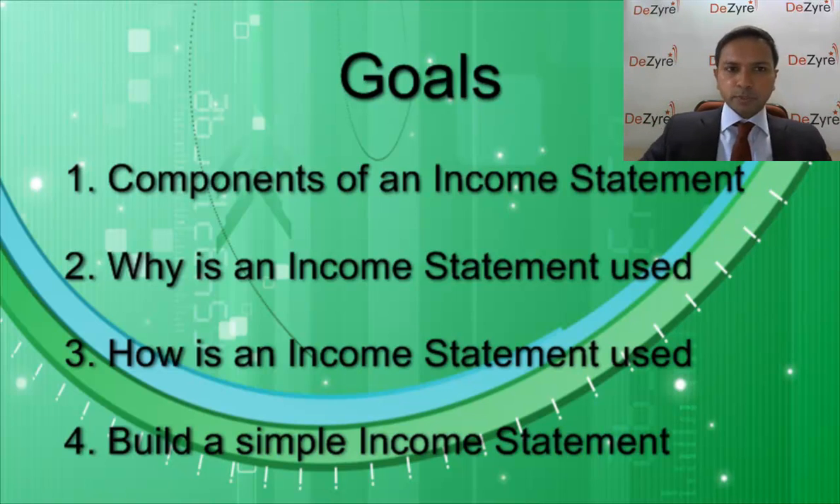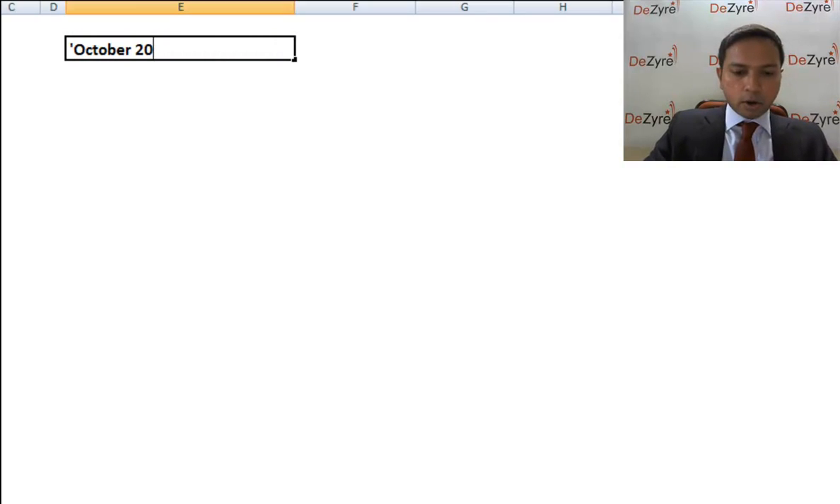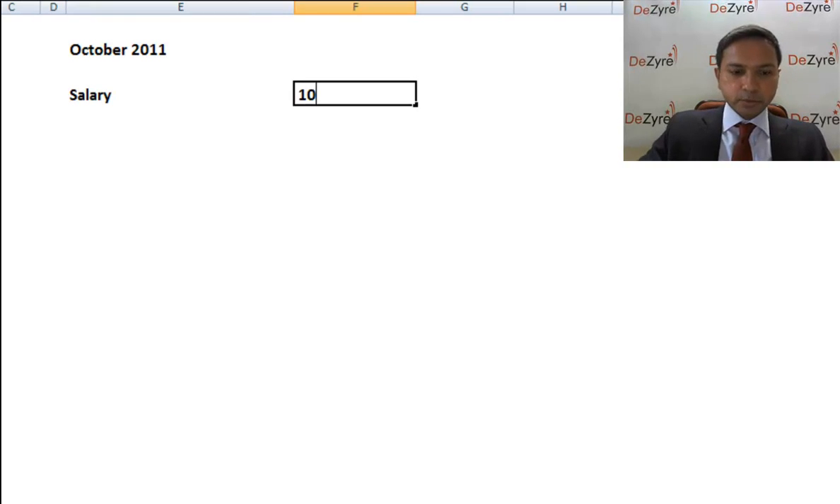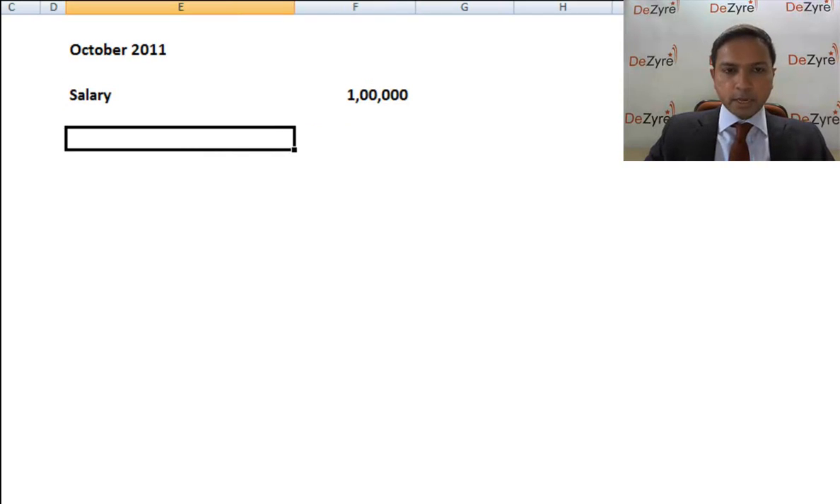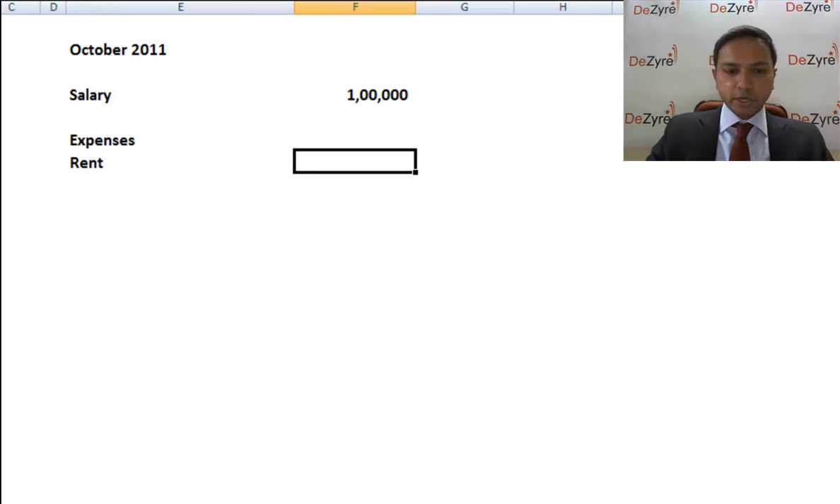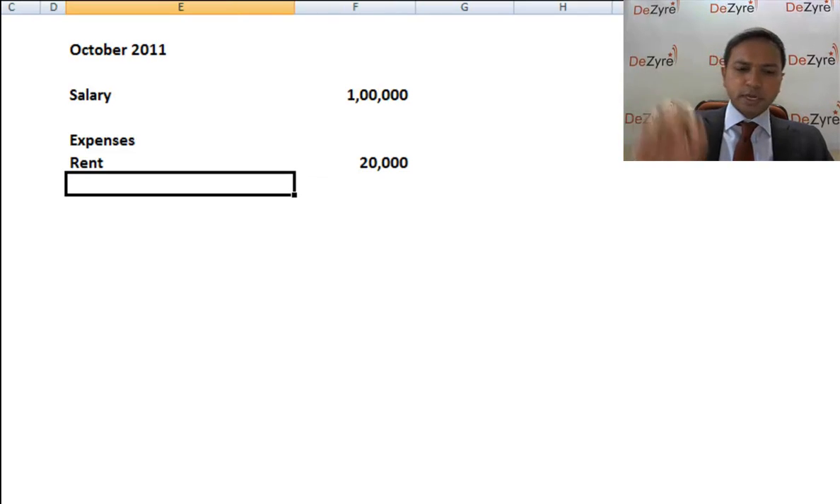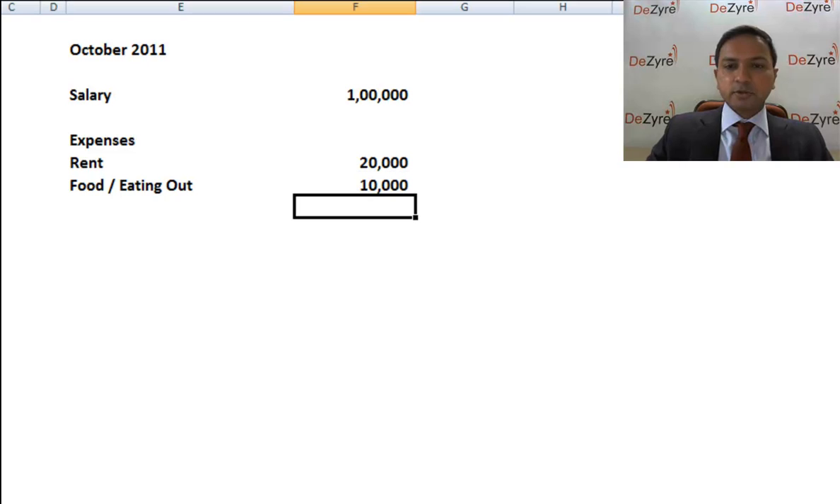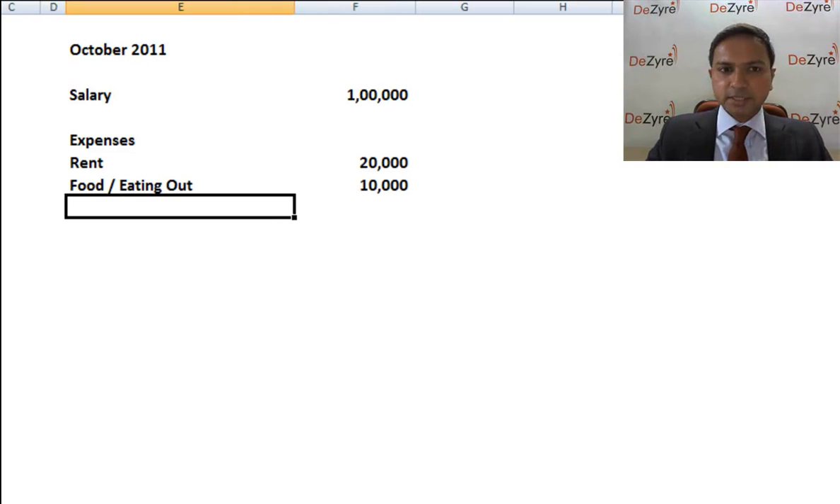And typically, what would something like that look like? If I had a monthly expense book for, let us say, October 2011, I'll say your salary is 1 lakh rupees. And then your expenses, what are the big expenses? Let's say rent. You live in a nice 2-bedroom apartment in a reasonable city. You pay 20,000 rupees a month on rent. And then let's say food, or eating outside a lot, and you're probably spending 10,000 rupees a month on food and hanging out with friends.